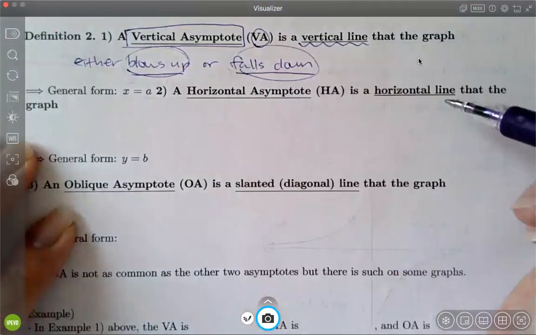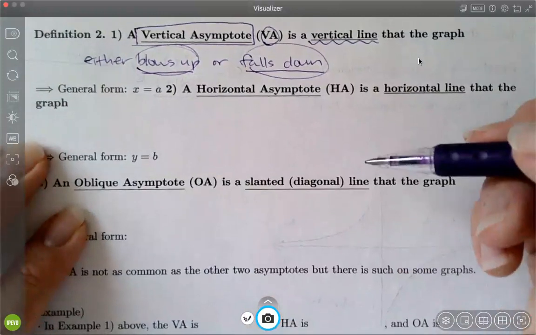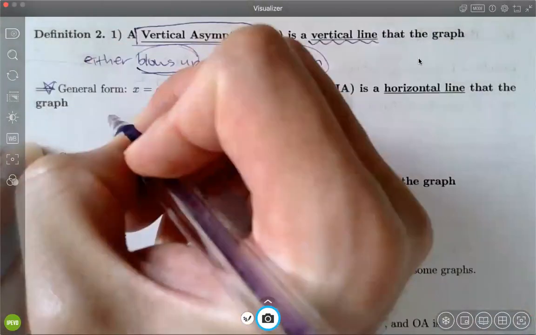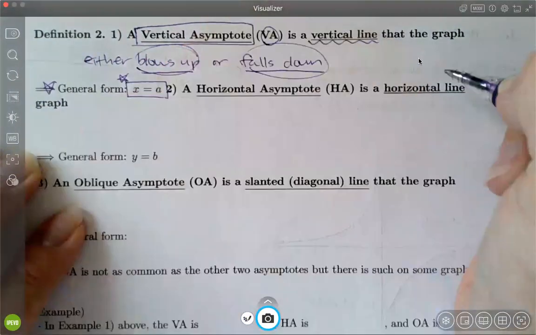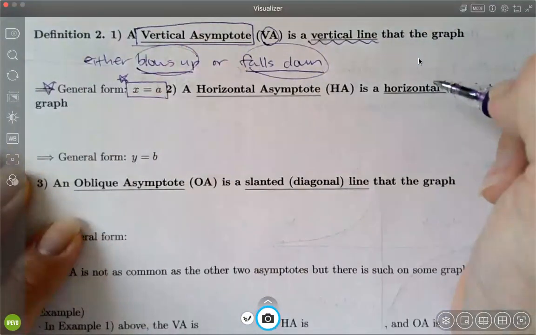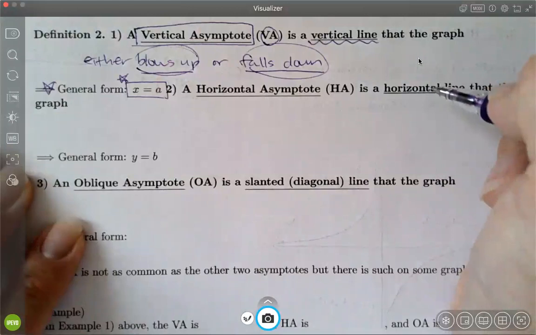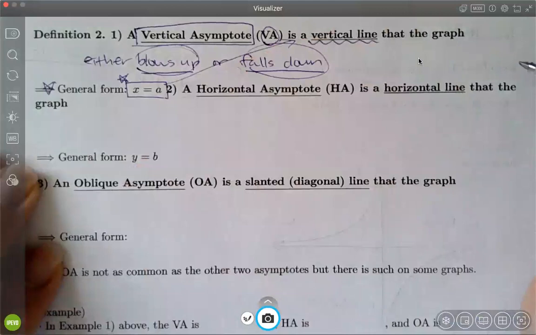Now here, there's a small aligning issue, which is this. The general form of the vertical asymptote is x equals some number. Hopefully you can see why. Because whenever you see x equals some number, that's the equation of any vertical line, right? And it makes sense because the vertical asymptote is a vertical line. So it has x equals some number, and there's no y.